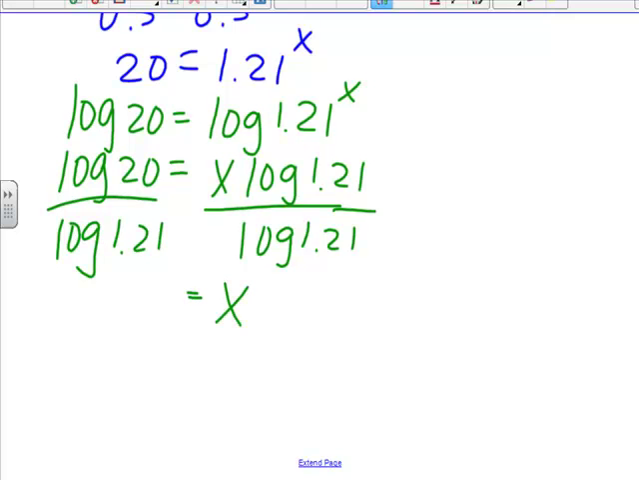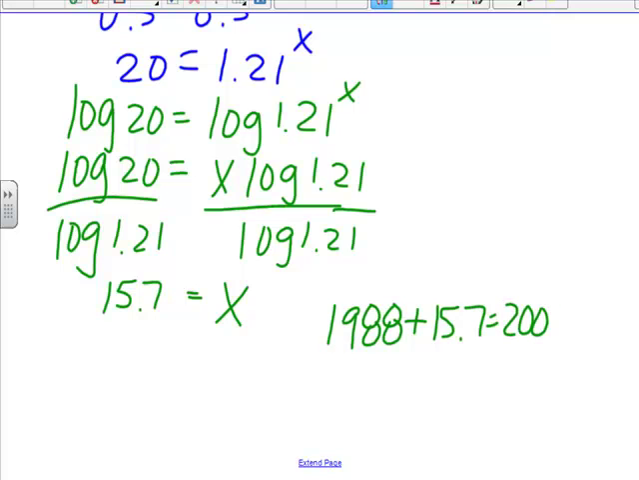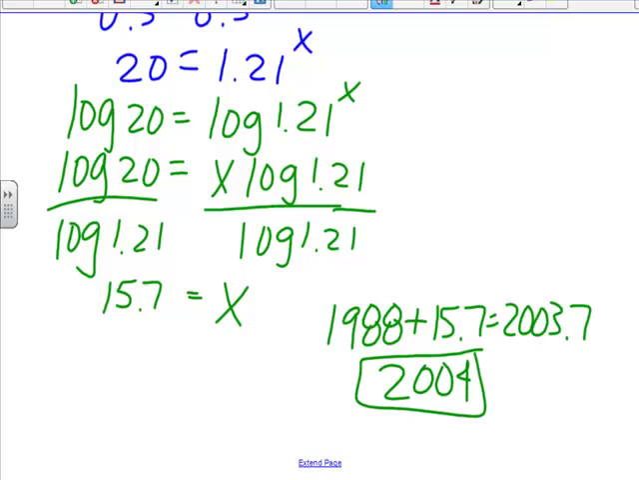And hopefully the number something like 15.7 comes out. And if I take 1988 and I add 15.7, I get 2003.7. So this would actually happen in 2004 since I'm adding from 1988.